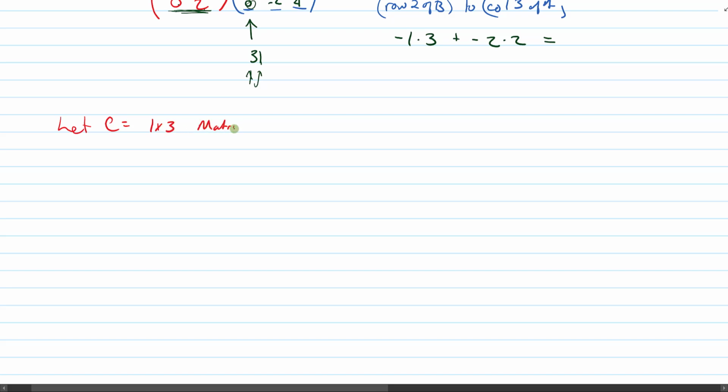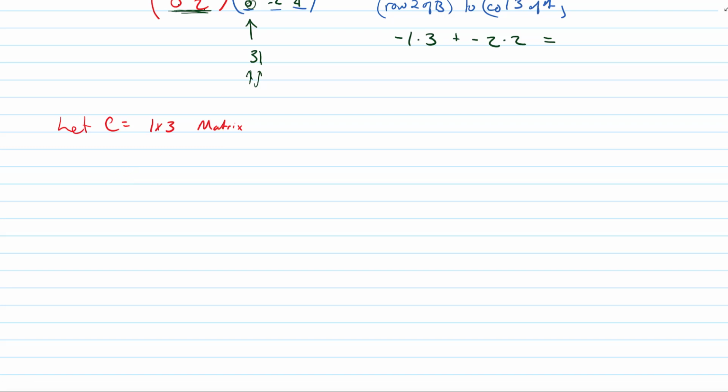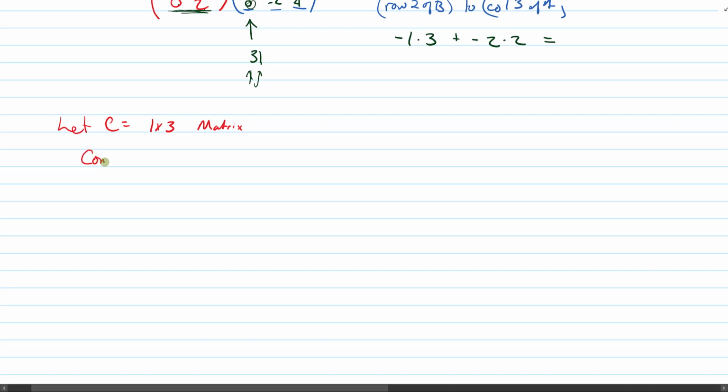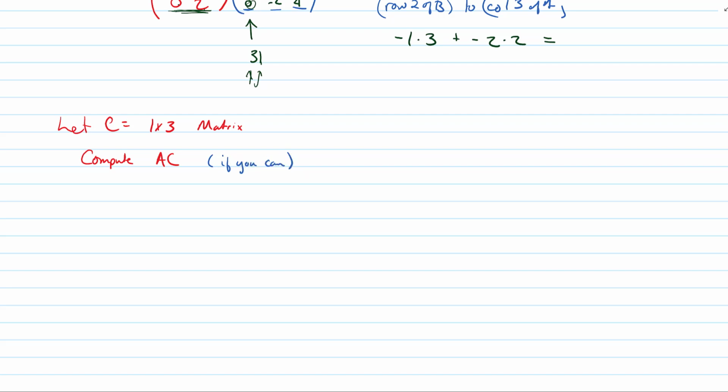And I want to talk about whether or not we can multiply this to matrix A. So let's first go ahead and try to compute matrix A times matrix C. So let's just say, compute AC, and all of these come with the implicit extra direction, if you can. And let's go ahead and try to set that up.